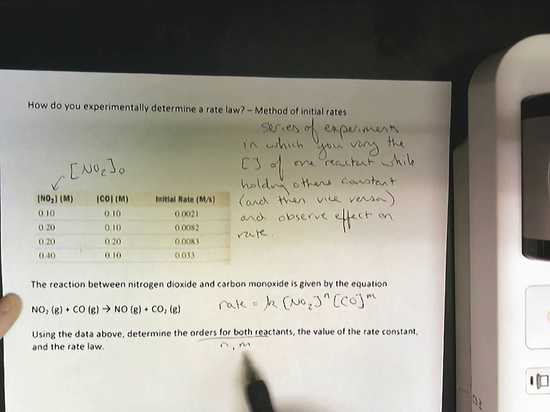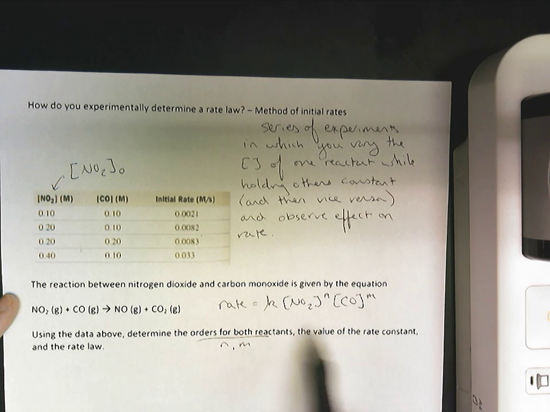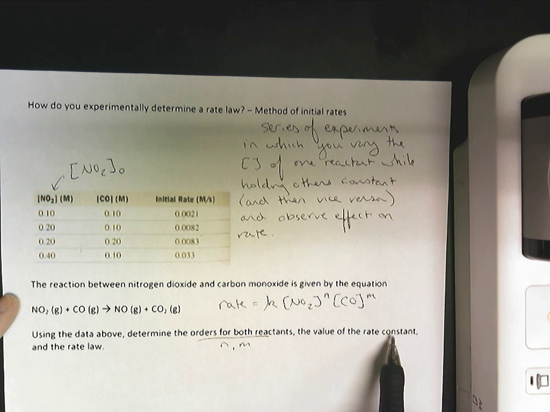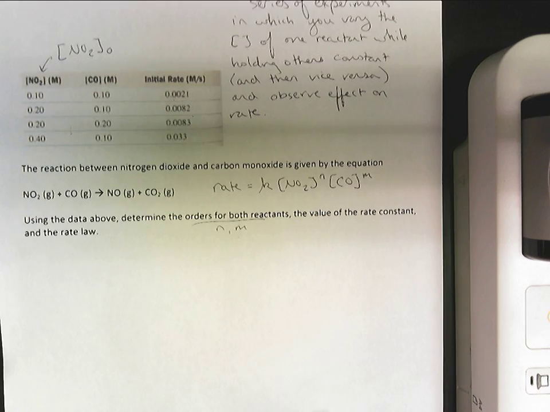Okay, so I'm going to be looking for the orders of both reactants. Once I get the order of both reactants, I can solve for a value of the rate constant by using the data that I'm provided just in one of the rows there. And the rate law will be just that written out again, but now with a value in for k and n and m with actual numbers in them. So how am I going to do this?